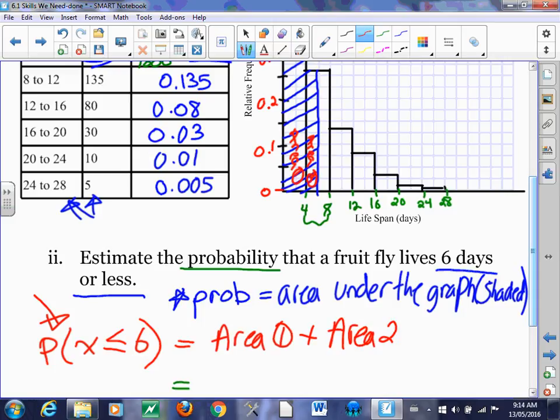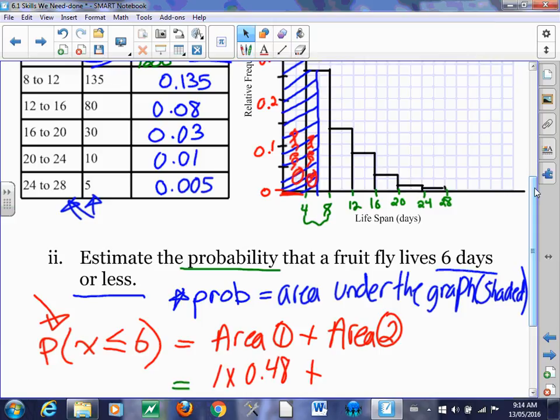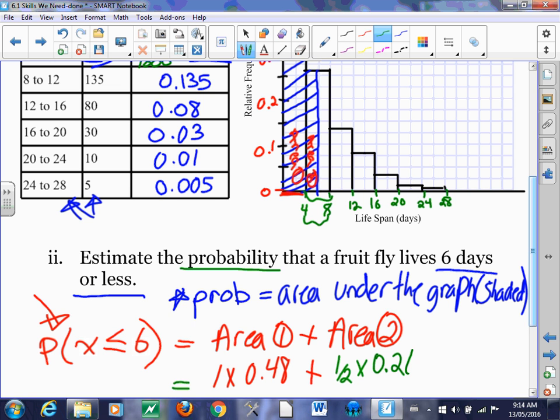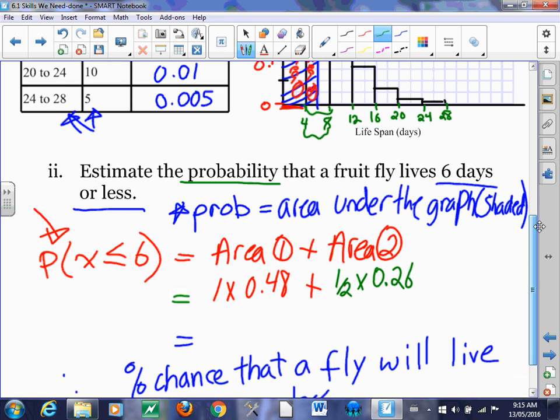Okay. All right, so area 1, it's a full bar, right? So we're going to say area 1 equals 1 times 0.48, okay? Plus, now taking a look at the second area, it's only half. So it's going to be 1/2 times 0.26, because it's only half of the whole bar. Okay, plug that in your calculator, folks, and you're going to get 0.61.